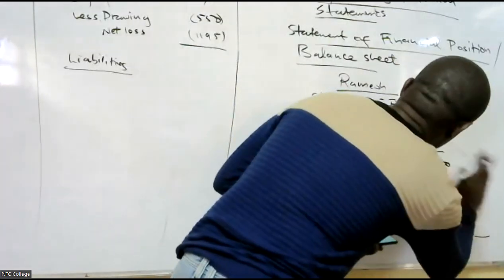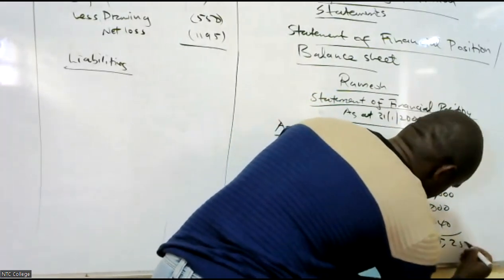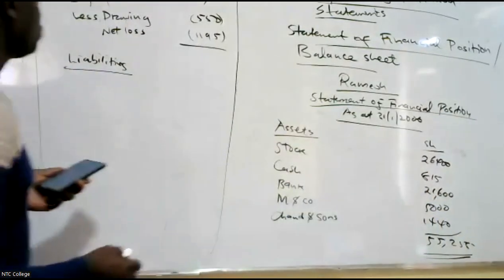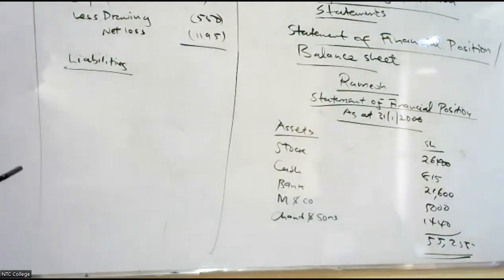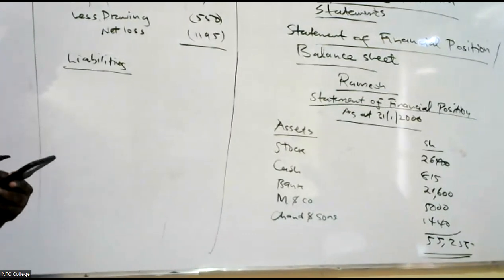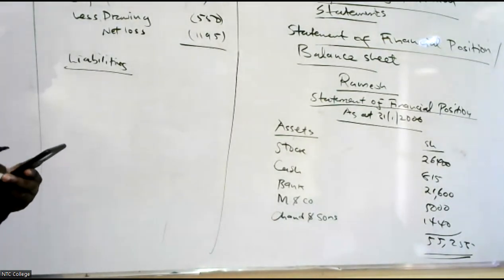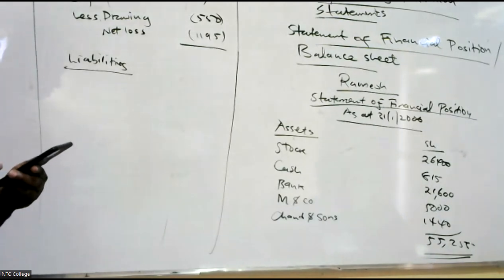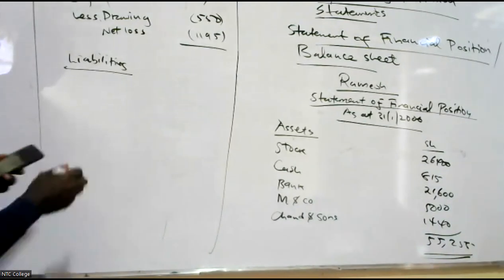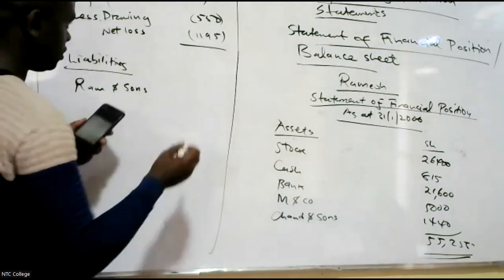This will be 55,255. Then let's come to this other side. Liabilities, we only have the creditors. We only have one liability there, which is the creditors. So the liability here is only these creditors, which is Ram and Sons. And this is 7,000.